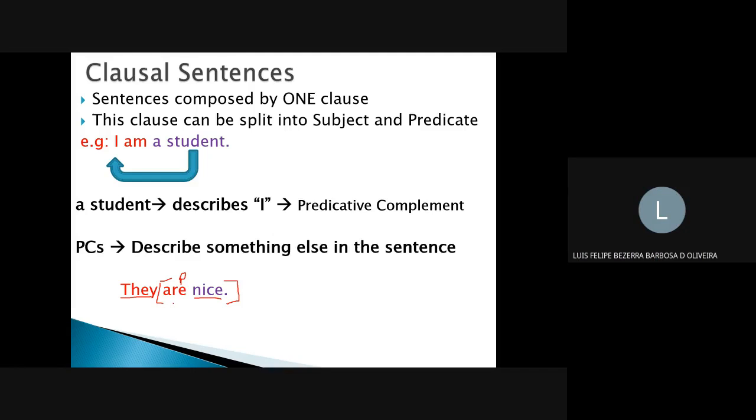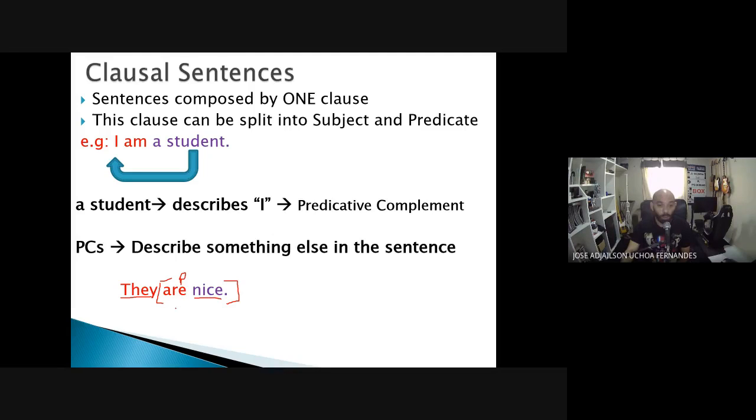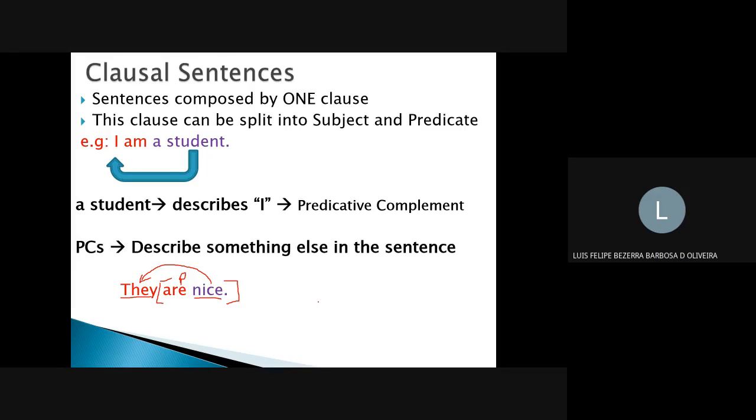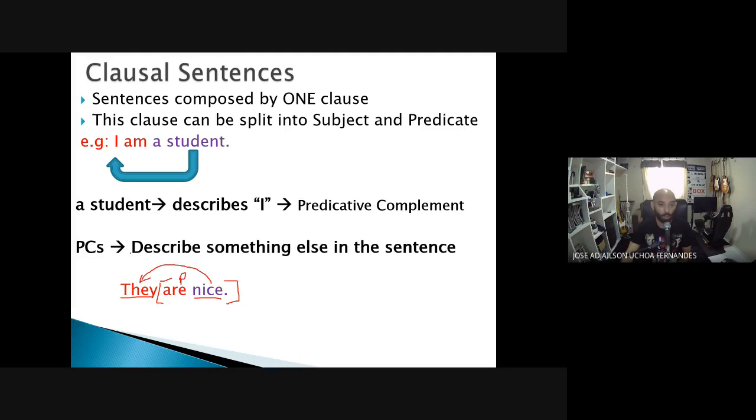Nope. No, because being, what is the object of being? Like, I am happy. What is the object? It's a relationship, it's a state of being. Like nice is a state of being. Now, nice. Who is nice? They. Are you ready to make a decision? Is this an object or a predicative complement? It's a predicative complement. Yes.